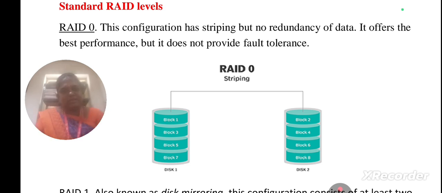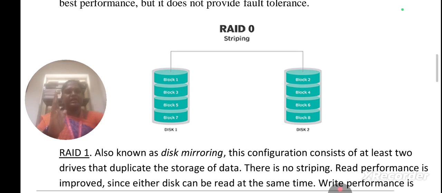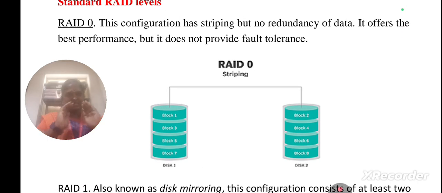In this, we have a block diagram: block 1, block 2, block 3, block 4. These are striping levels. If block 1 is here, the next block, block 2, will be on the other disk. It's not duplicating the values: 1, 2, then 3, 4, 5, 6, 7, 8. It does not duplicate the disk values. This is striping, level 0 striping.